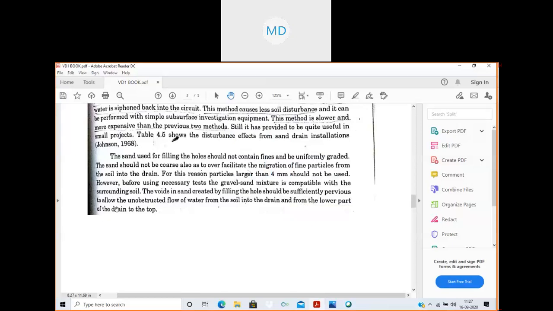However, before using, the necessary tests should confirm that the gravel sand mixture is compatible with the surrounding soil. The voids in the sand created by filling the hole should be sufficiently pervious to allow the unobstructed flow of water from the soil into the drains and from the lower part of the drains to the top. So I guess it is clear, nothing much to explain. So for the wash boring system, we need to use uniformly graded soil. That is it.